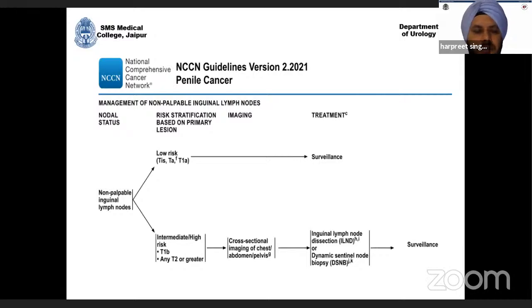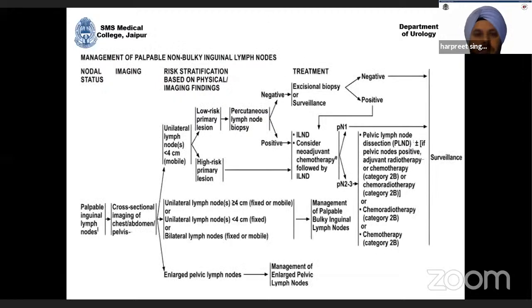According to EAU, in non-palpable patients, imaging is not required because it does not detect micrometastasis, whereas the NCCN recommends cross-sectional imaging of the chest, abdomen, and pelvis in intermediate and high-risk cases. The EAU does not categorize these patients with inguinal lymph nodes according to the size or fixation.